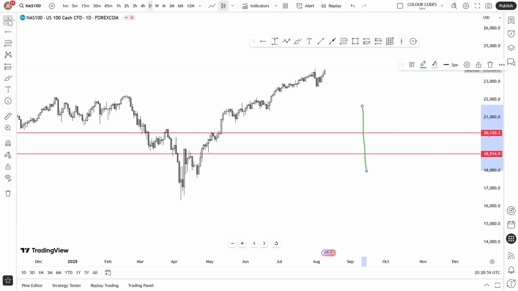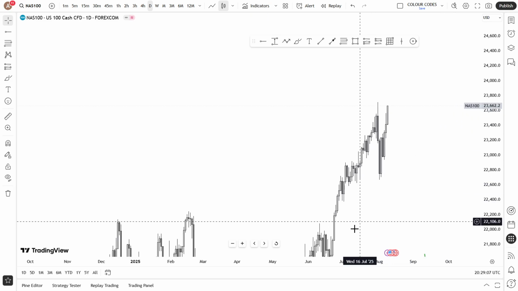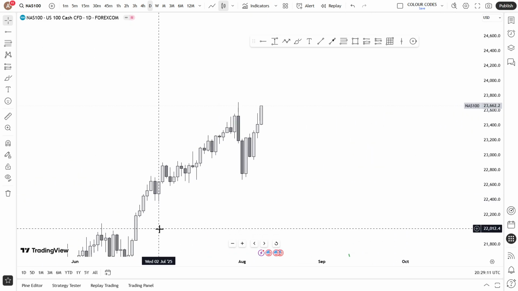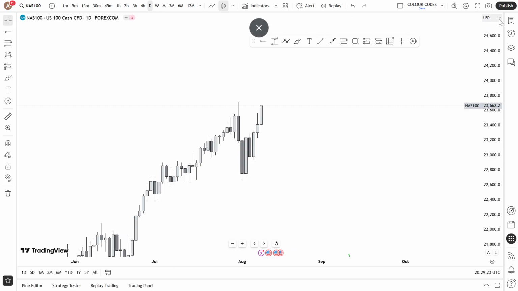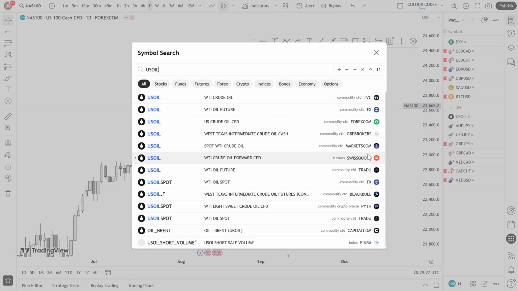Of US 100, the momentum on daily alone is a 10 of 10. You can see how price is buying so hard. So yes, it's buying too hard. Nothing to talk about. Let's look at US oil.